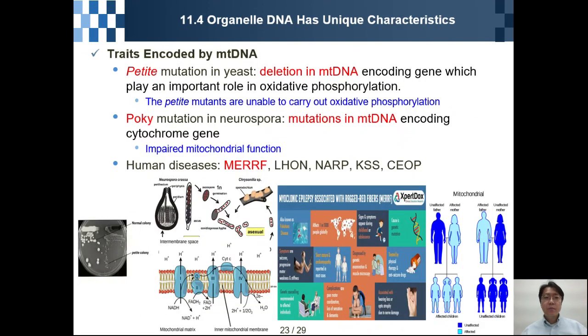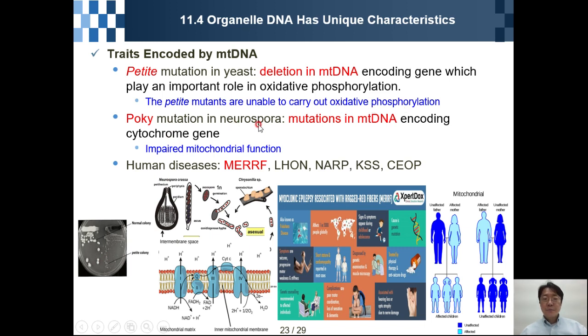In this slide, I will summarize the traits encoded by mitochondrial DNA. Especially in yeast, there is the petite mutation. The petite mutation can happen through deletion in some of the mitochondrial DNA encoding genes which play an important role in oxidative phosphorylation. This is the wild type, the normal yeast colony, but this is the petite colony, which is very small compared to the normal. That's why petite mutants are unable to carry out oxidative phosphorylation.